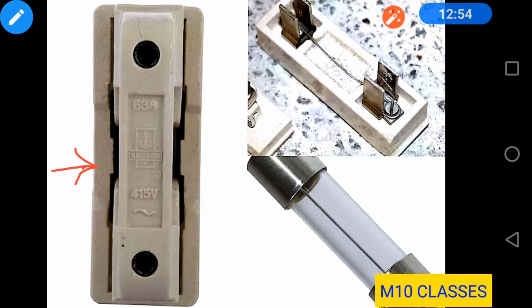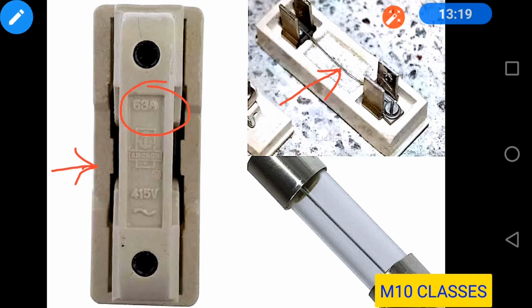Now you see here there is a current rating, let's say 63 ampere. What is there inside it? If you open it, you'll find a wire like this connecting. This is called the fuse wire. It has an appropriate current rating. It may be made up of a metal or an alloy. Basically the alloys have low melting point.